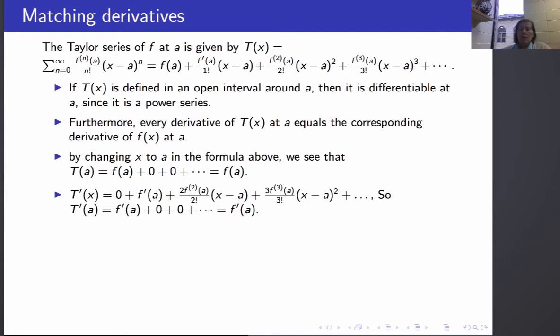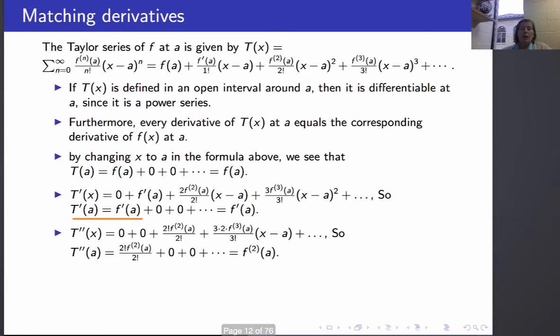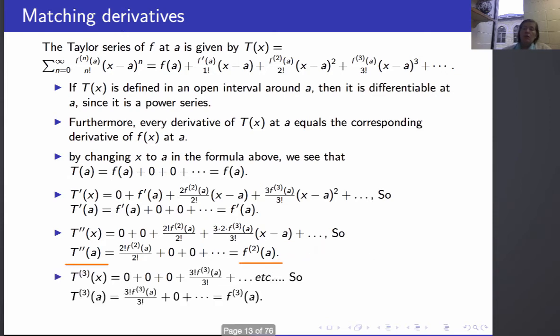So we get T prime of a equals f prime of a, and likewise, if we evaluate the second derivative of the Taylor series at x, then when we plug in x equals a, we get the second derivative of f at a, and we get that the second derivatives coincide, etc., etc.